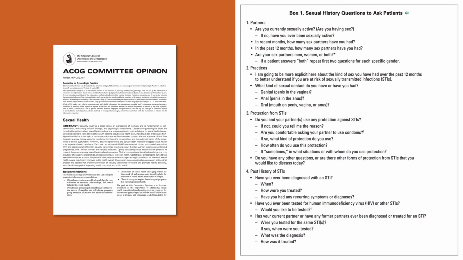The ACOG Opinion Report number 706, titled Sexual Health, has a more detailed list of questions to ask during the sexual history, including questions on the 4 Ps: partners, practices, protection from STIs, and past history of STIs.